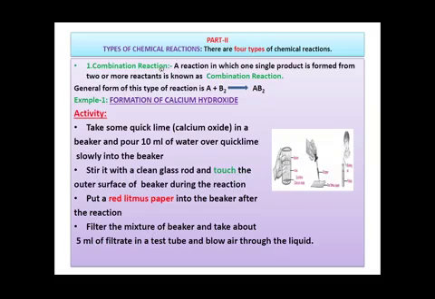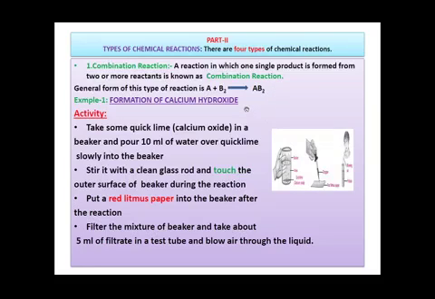So what is happening in combination reaction? In combination reaction, two or more reactants combine together to form a single product. As the reactants are combining here, hence the name combination is given. The general form of this type of reaction is A plus B2 gives AB2, or it can be simply A plus B gives AB, where you can see two reactants A and B combining together to form a single product.